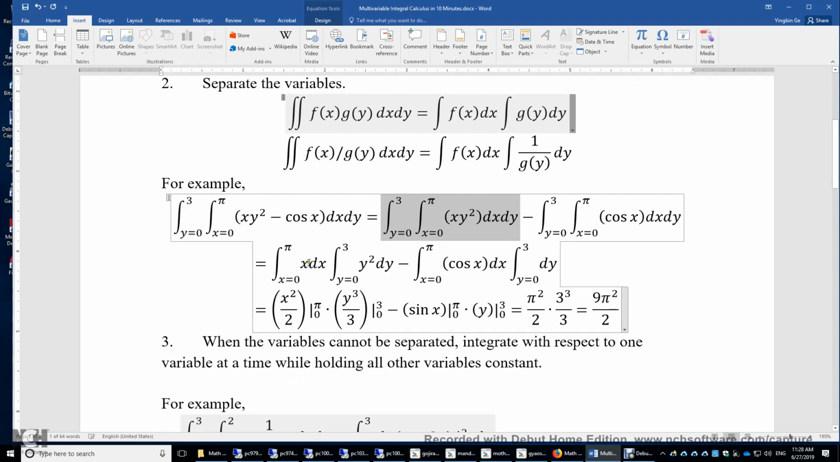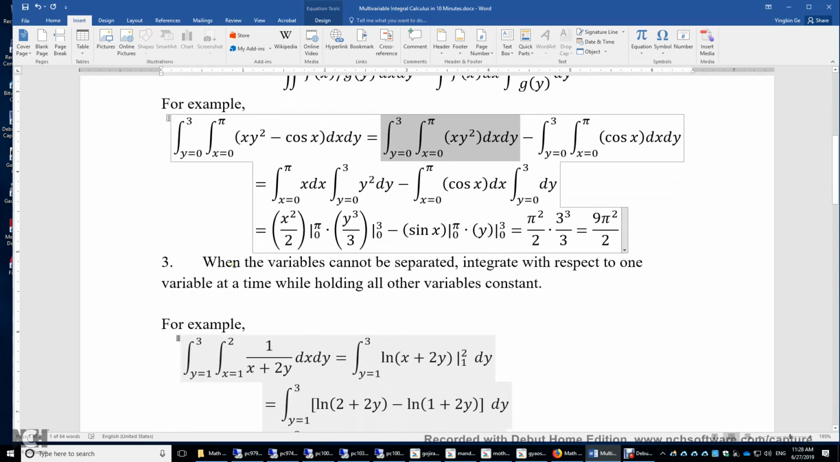What's the result? Over here, the integral of x is 1/2 x squared. The integral of y squared is y to the power of 3 over 3. The integral of cosine x is sine x. The integral of 1 dy is simply just y. And we plug in the lower limits and upper limits. The result is 9 pi squared over 2.